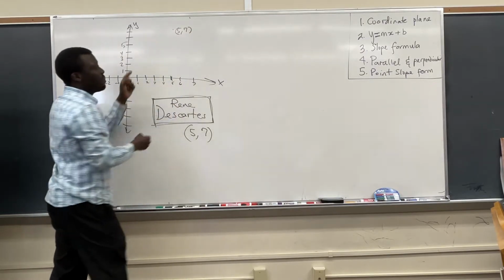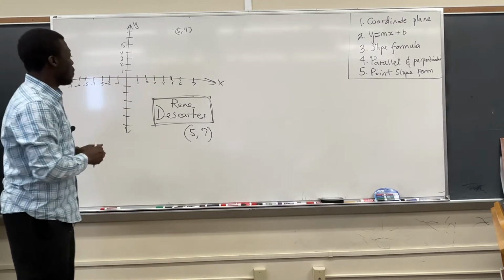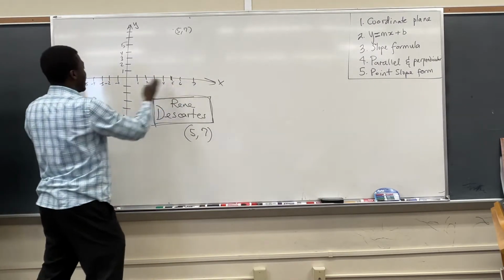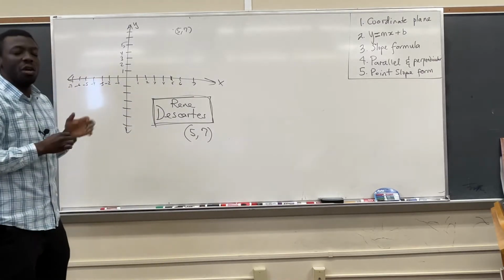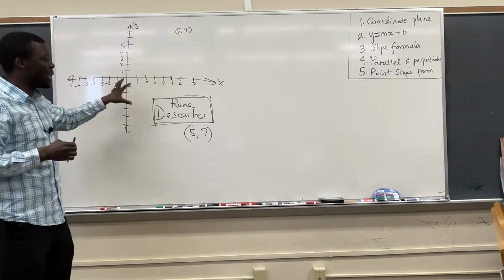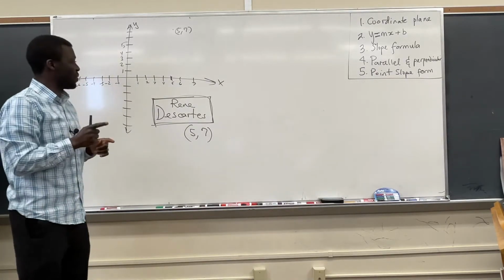So the first part of our video is just describing the coordinate plane. We have integer values, meaning negative numbers and positive numbers. And basically, we can look at the coordinate plane and create a graph, which is what we're going to do by the end of this video.